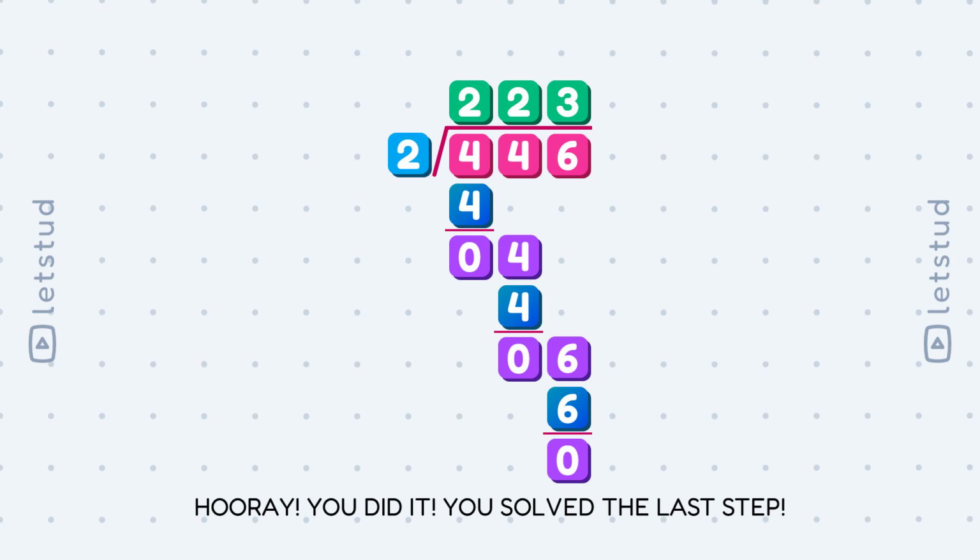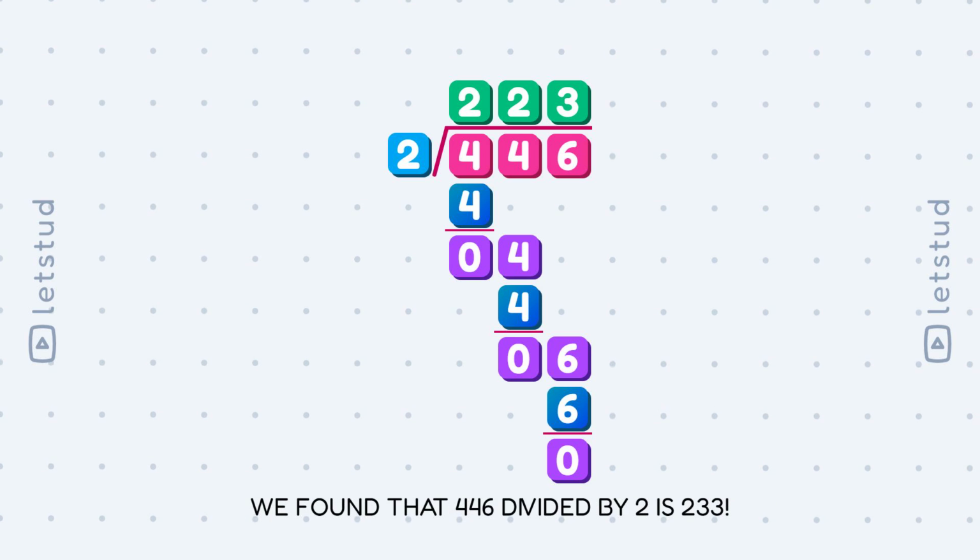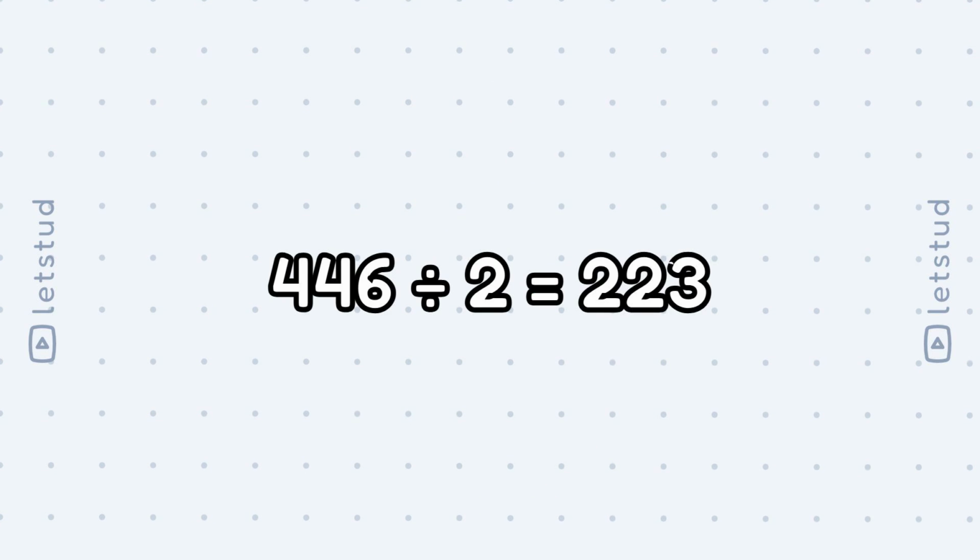Hooray, you did it. You solved the last step. We've divided all the digits. We're all done. We found that 446 divided by 2 is 233. Great job, everyone. We successfully divided 446 by 2 using long division. Remember, breaking down big problems into smaller steps makes them super manageable.